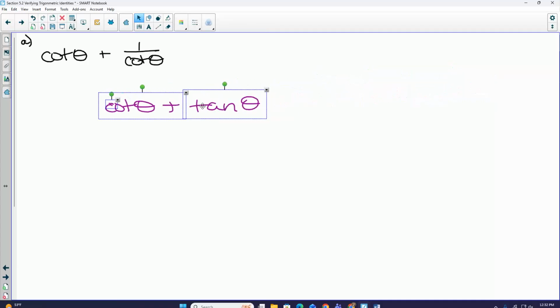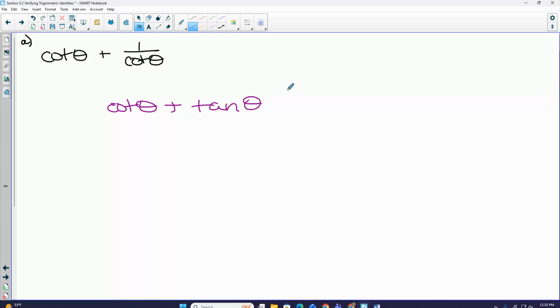I'm really wanting to focus on how to use some of our algebra techniques. If I told you that you actually have to add these two things together, they're not like terms, are they? What could I turn cotangent into? 1 over tangent. What else? Cosine over sine. All right, so both are viable options. I don't know that it really matters, but let's do cosine over sine.